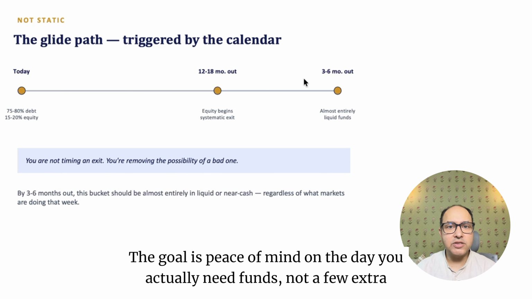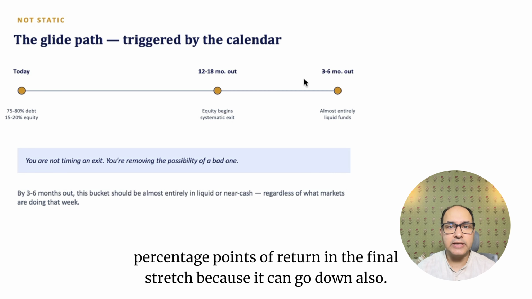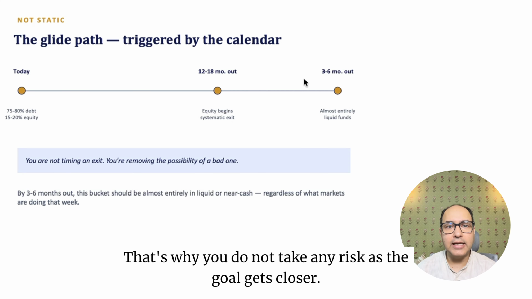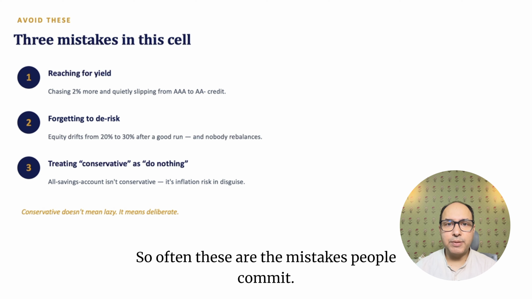The goal is peace of mind on the day you actually need funds, not a few extra percentage points of return in the final stretch, because it can go down also. You don't want to lose out, say, 5% less than what you actually need. That's why you do not take any risk as the goal gets closer. So often these are the mistakes people commit.